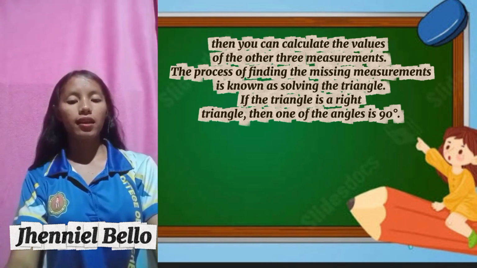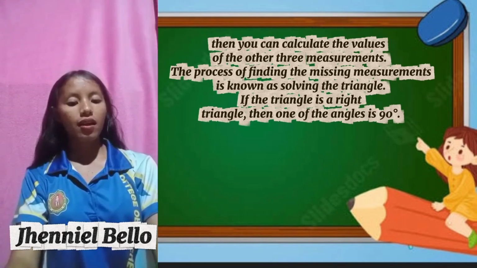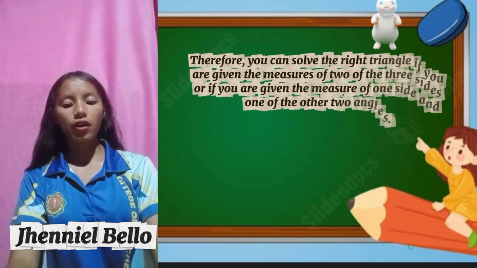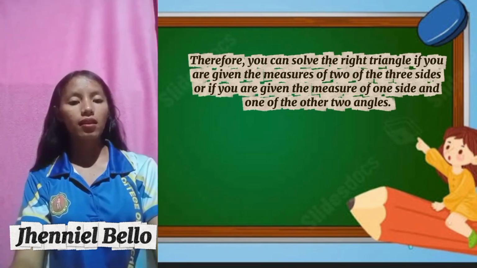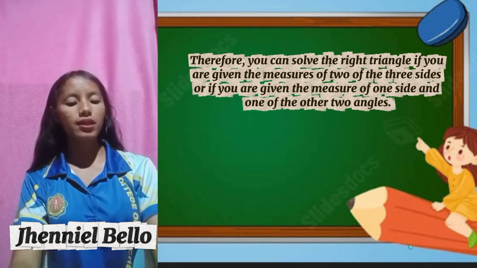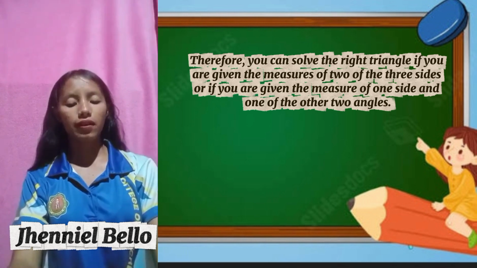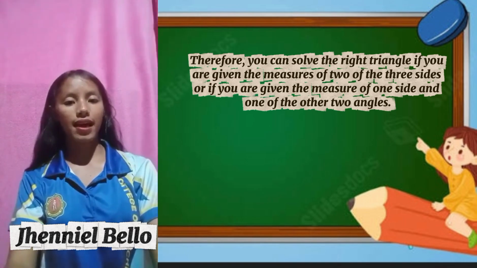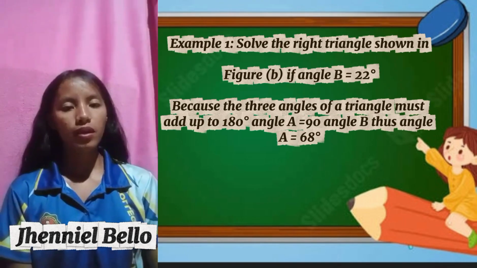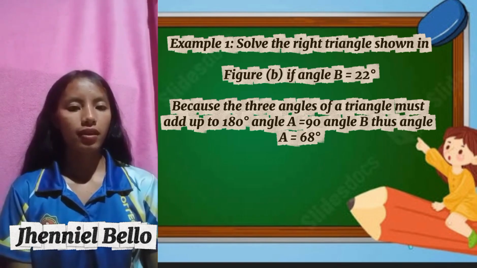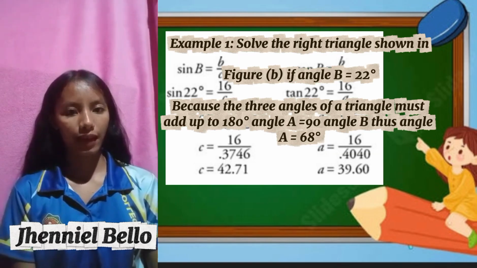If the triangle is a right triangle, one of the angles is 90 degrees. Therefore, you can solve the right triangle if you are given the measures of two of the three sides, or if you are given the measures of one side and one of the other angles. Solve the right triangle shown in the figure if B is equal to 22 degrees.